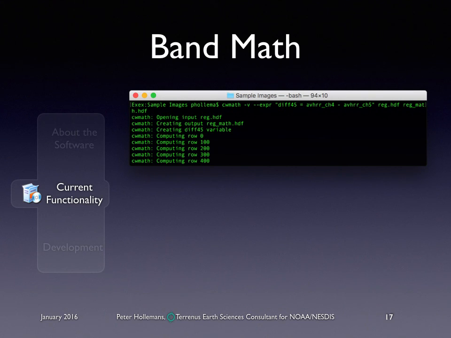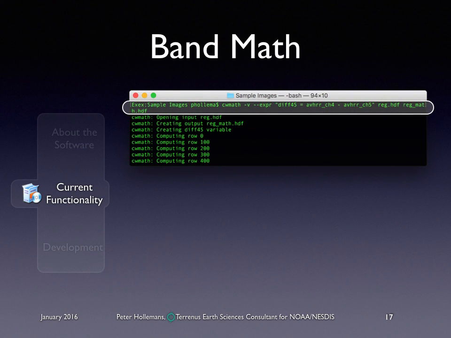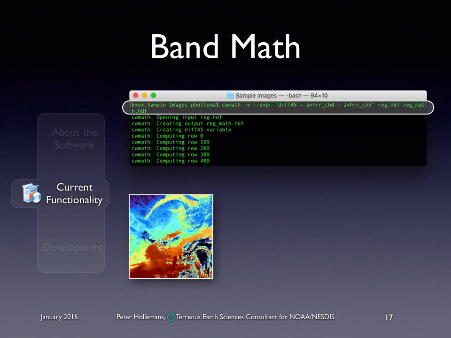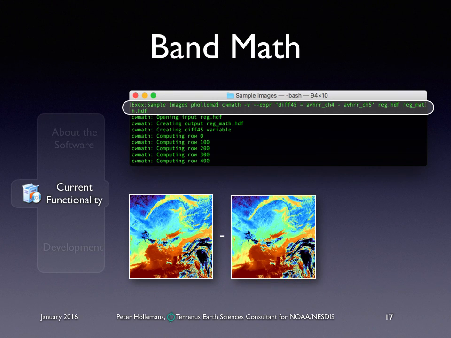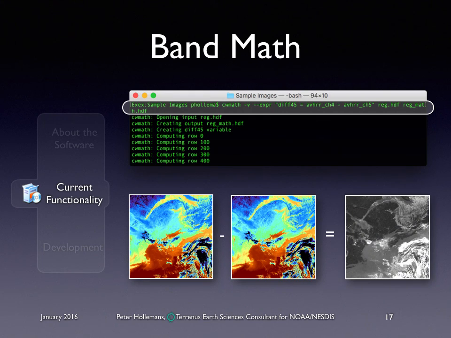Next, we have the ability to perform math operations on a file. So in this case, I'm running CW math, and what I'm doing is creating a new variable or band in a file, calling it diff45, and assigning it values of AVHRR channel 4 minus AVHRR channel 5. So here's channel 4 minus channel 5. They look very similar, but when you actually subtract them, they create a band that is useful for cloud masking of clouds over the ocean.